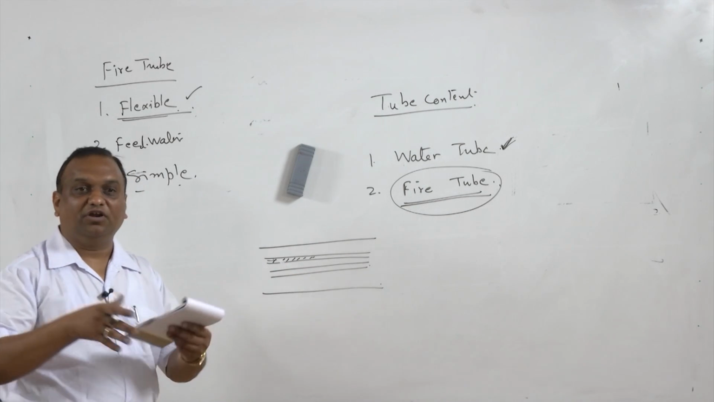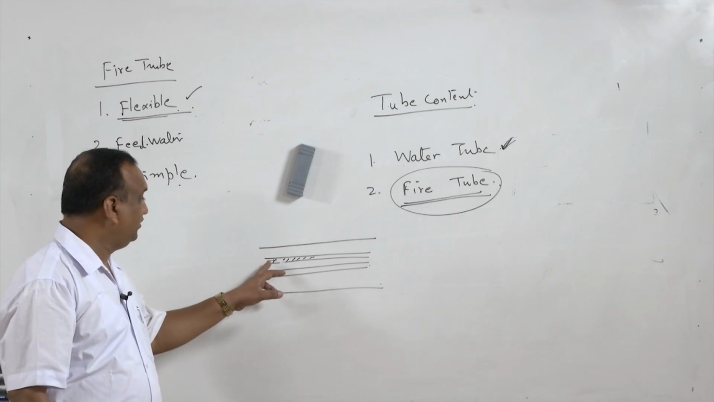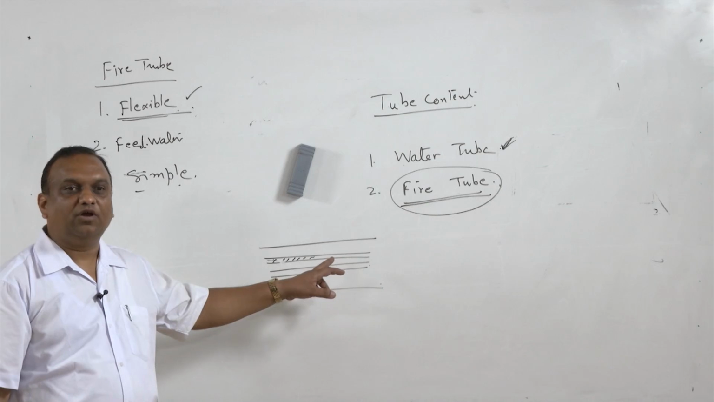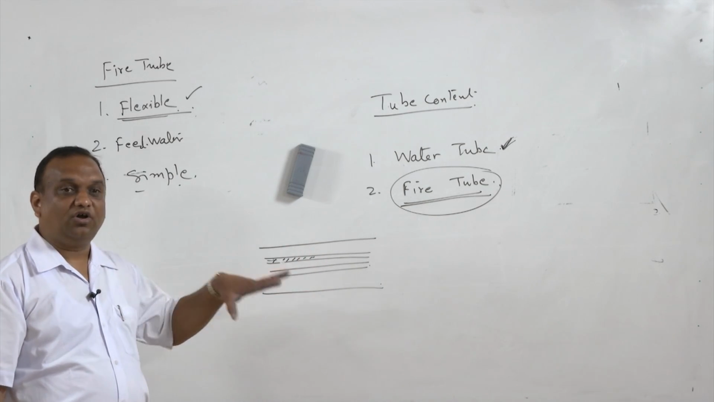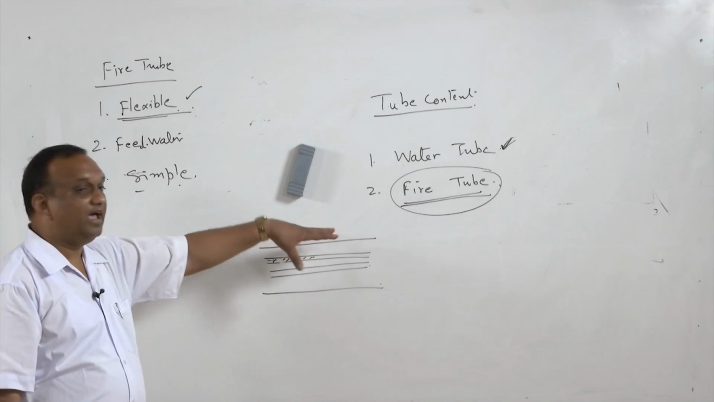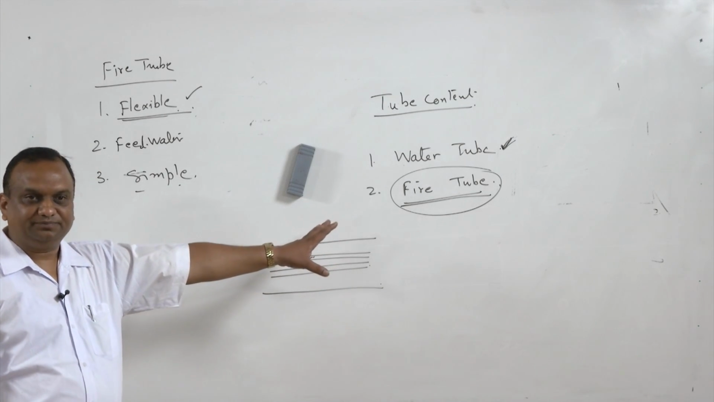So, if there is a bundle of tubes, each individual tube has to be cleaned. Nowadays, they are cleaned with the help of chemicals. So, the maintenance cost of a water tube boiler is higher in comparison to the fire tube boilers, right.